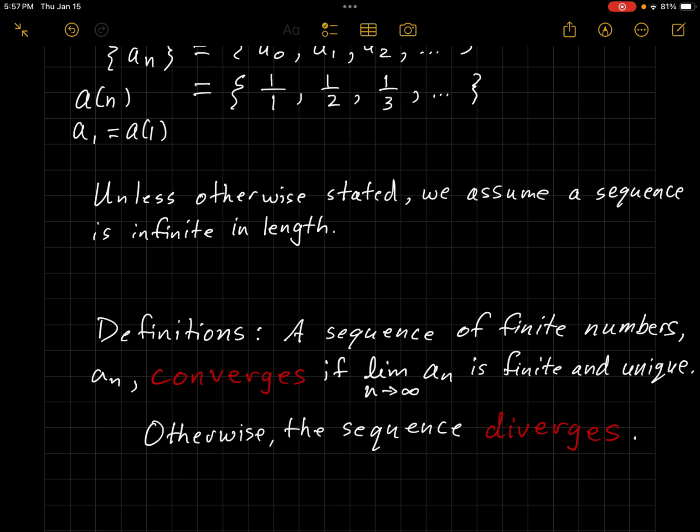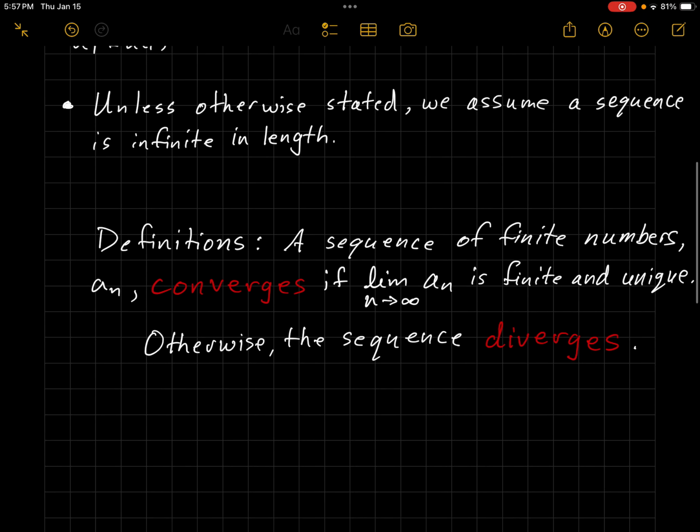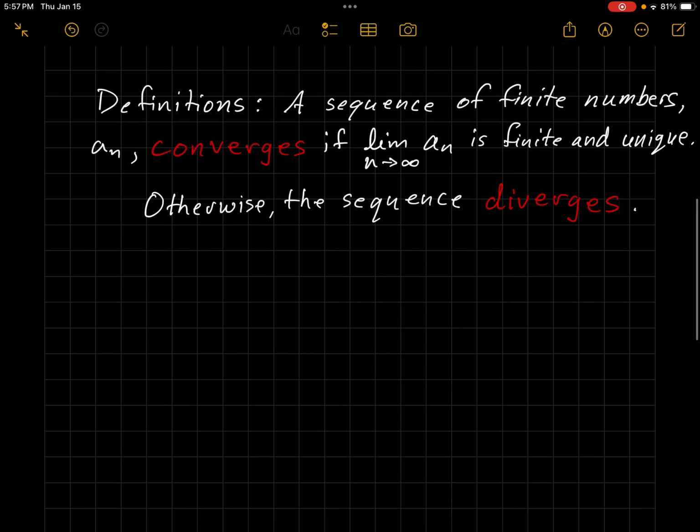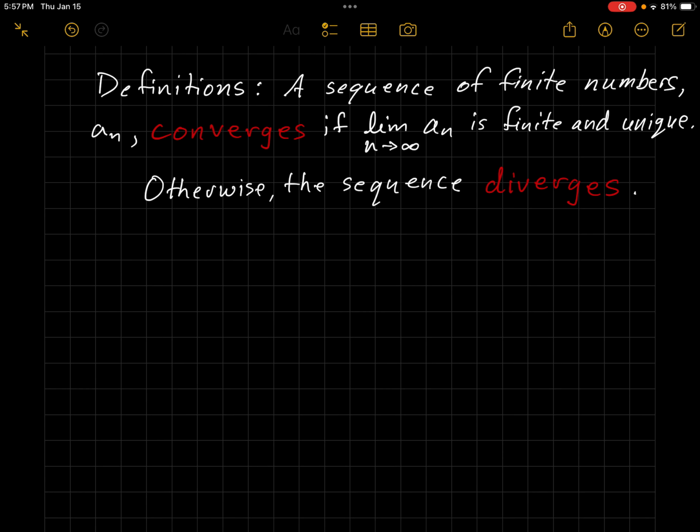Now, unless otherwise stated, we assume that a sequence is infinite in length. That is the underlying assumption for us. And a couple of definitions which we used before when we did improper integrals, at least a similar definition. We say that a sequence of finite numbers, a sub n, will converge if the limit as n goes to infinity of that sequence is finite and unique. Otherwise, the sequence diverges.